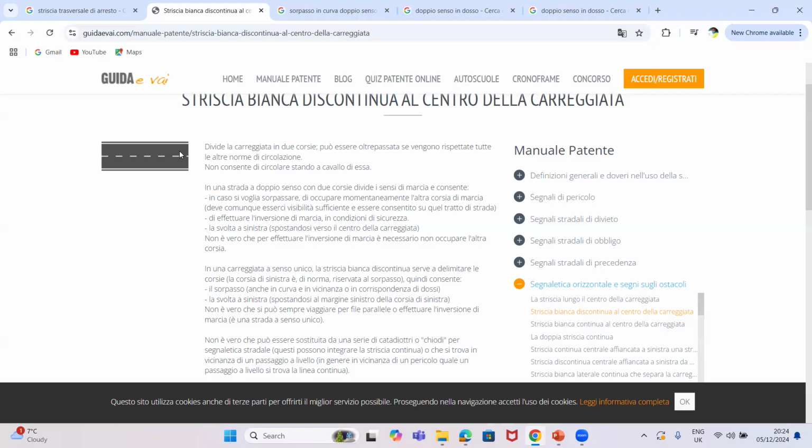But what you are trying to tell us, in doppio senso, is that if you are in corsia A, that is the right, yes. But watch, there is no continuous line there. What you are seeing is this discontinuous line there. Yes.